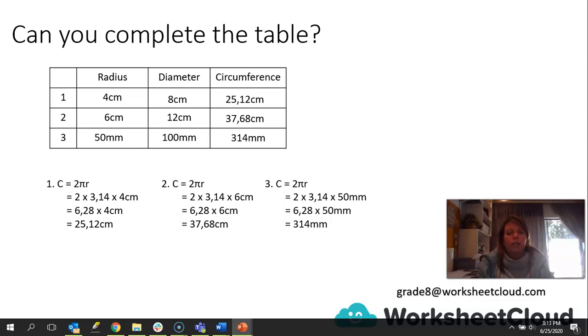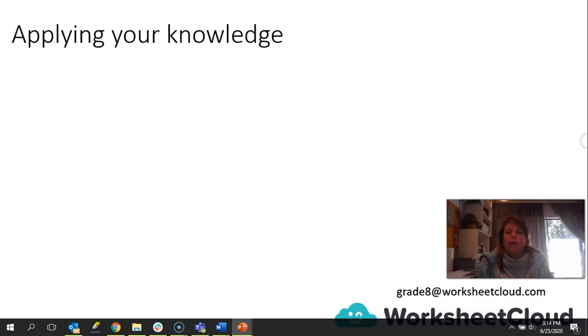Okay, just have another quick look. Remember, radius doubled gives me diameter. Then we've got to put our radius into the formula to work out the circumference. So just check that you got each one correct. If not, you can always go back and try and work out everything again. Okay, let's go on. Let's start applying your knowledge.